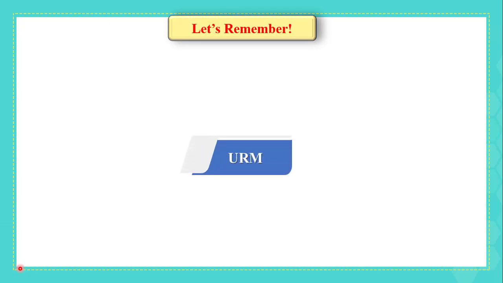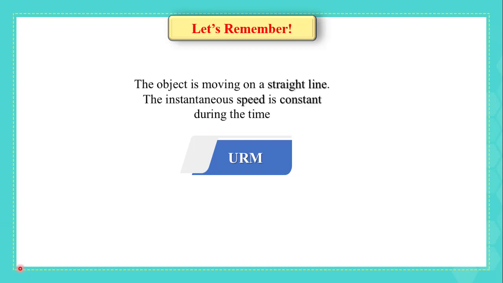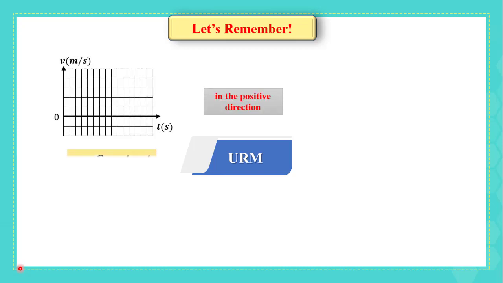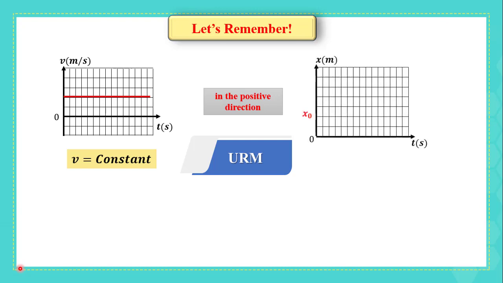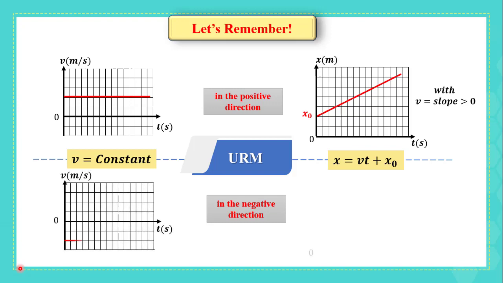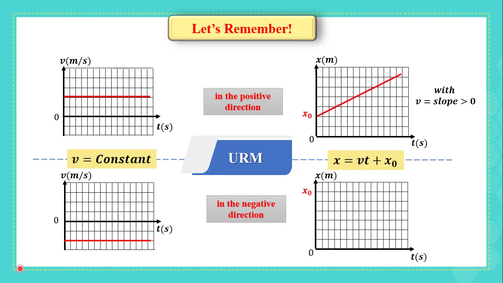We've studied that in a uniform rectilinear motion, the object moves on a straight path with a constant speed. If the object moves in the positive direction, then the VT curve is a horizontal straight line situated above the time axis, and the XT curve is a linear function with a positive slope, where x equals vt plus x0. Whereas, if the object moves in the negative direction, then the VT curve is a horizontal straight line situated below the time axis, and the XT curve is a linear function with a negative slope, where v represents the slope of the XT curve.